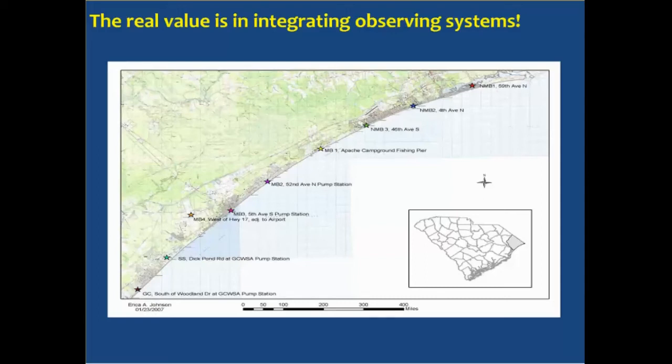This is an example of an observing system that we have in South Carolina. And this represents meteorological or weather data that are collected by one of our state agencies here in South Carolina. As you can see, it's a pretty limited geographical footprint of our coastal zone, and each of those stars represents where an individual weather station sits.